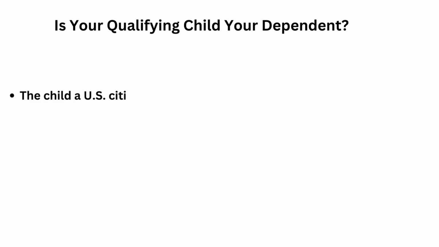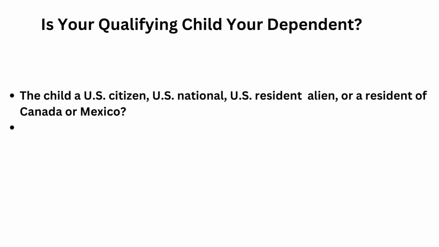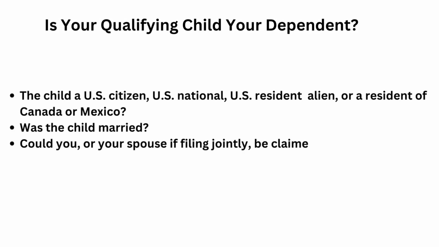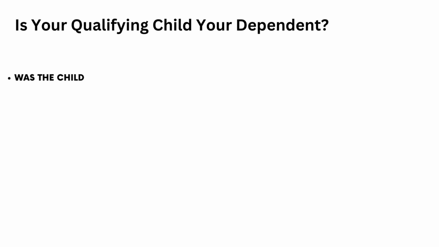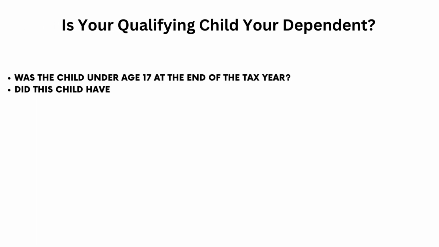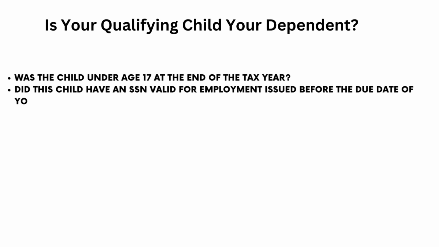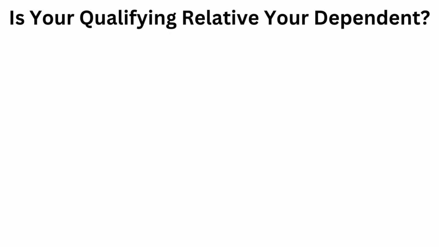Is the qualifying child your dependent? A U.S. citizen, national, resident alien, resident of Canada or Mexico? Married? Could you, or your spouse if filing jointly, be claimed as a dependent on someone else's tax return for that tax year? Was the child under age 17, or under age 24 still in school at the end of the tax year? Did this child have a social security number, valid for employment, issued before the due date of your tax return?